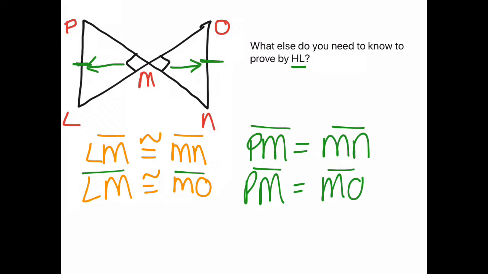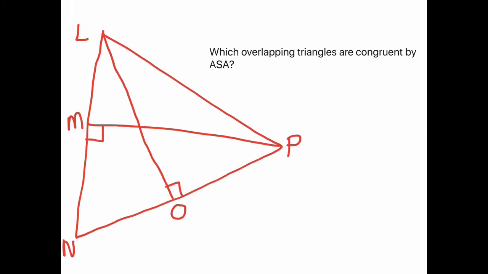There's another question on your quiz that wants to know basically the same thing. How would you know you can do HL theorem without using CPCTC? Remember, in order to have hypotenuse leg, you have to have a hypotenuse. So if they don't give you a hypotenuse, you can't do HL. So that will help you answer that question as well. And on to our next one.